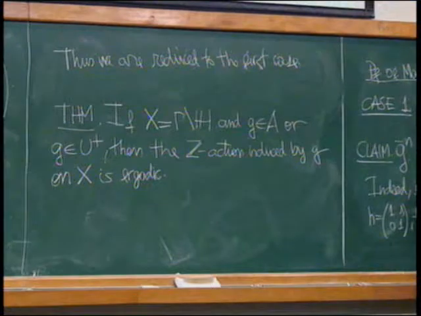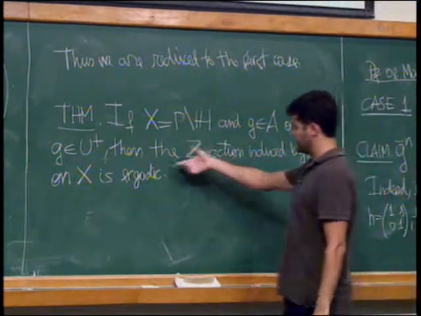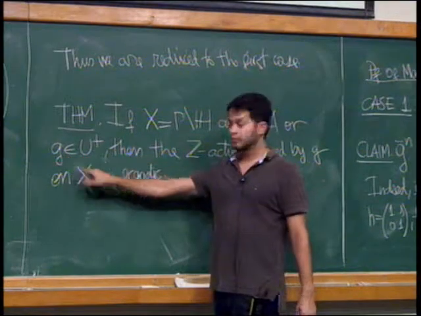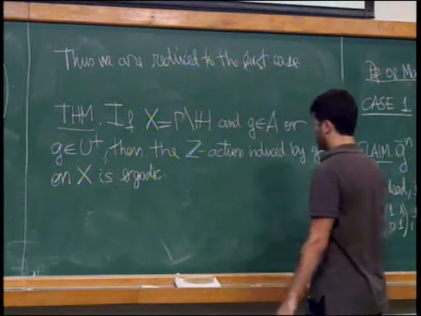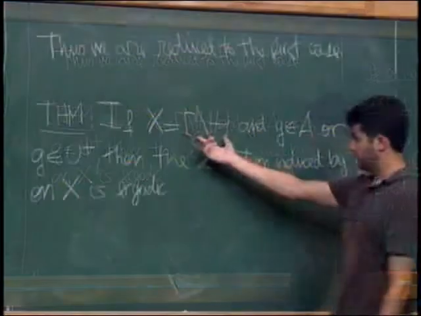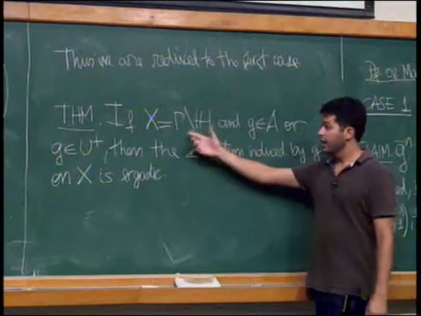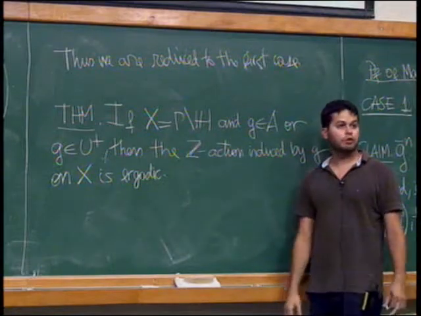What is the Z action? It's just the iterations of powers of this element g. And so we have a right multiplication on this space here, right? And why is this theorem a consequence of the Mautner phenomenon?